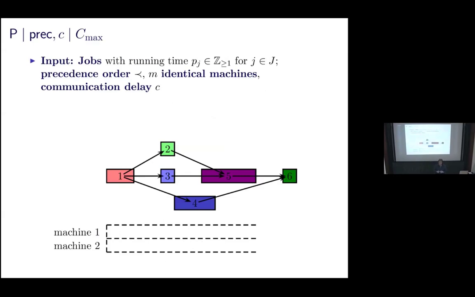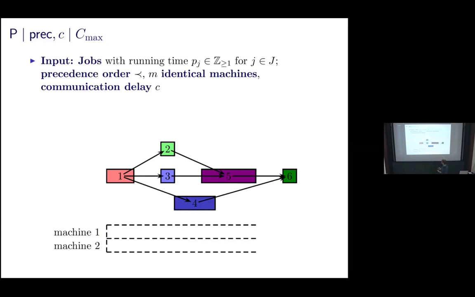So I'm going to talk about a scheduling problem where you have M identical machines, and you have jobs that have some running time, p_j, and there's a precedence order on the jobs. There's a partial order, which tells you that for some jobs, you may need to first finish the first job before you can start the second job. Additionally, for this problem, we have communication delays. We assume there's a uniform number C, that's a communication delay.